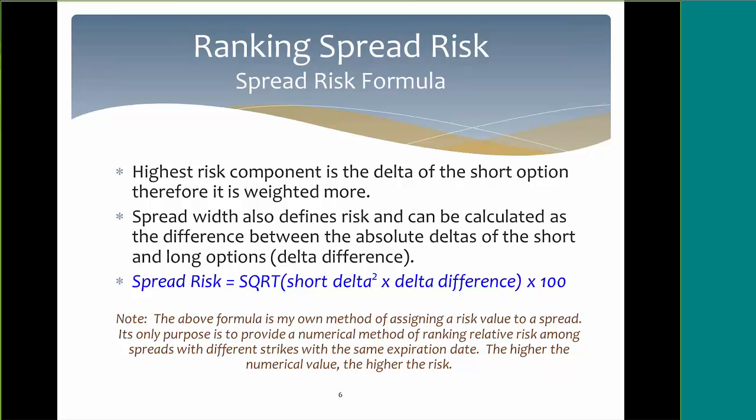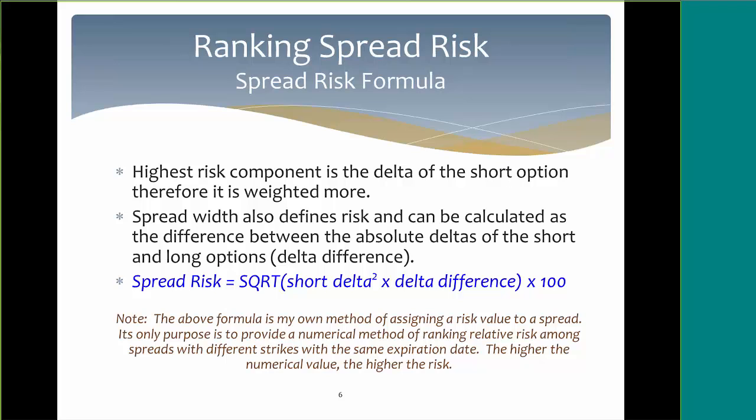The purpose of this really is just to give a numerical value to a spread so that I can rank spreads by price and risk. Now, of course, these are all going to be spreads within the same expiration date. But the higher the numerical value, the higher the risk.